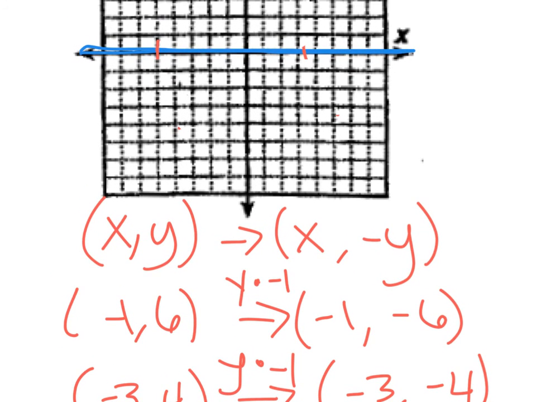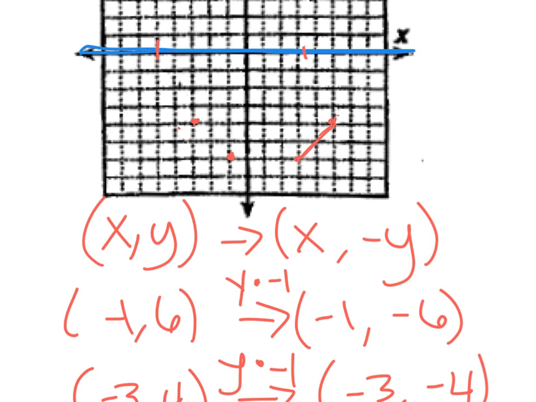So we would have -1, -6, 2, 3, 4, 5, 6. We would also have -3, 1, 2, 3, -4, 1, 2, 3, 4. We would also have 3, 6, 1, 2, 3, and then down 6. And then we would also have 5, oops, sorry. We would also have 5, -4. 1, 2, 3, 4, 5, -4.